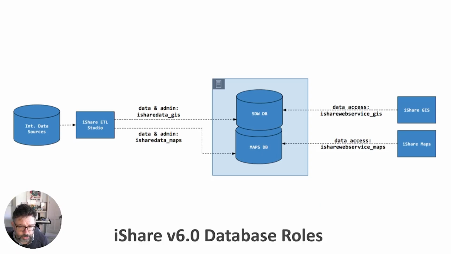They're using separate roles for communication to the database. They're using iShare web service roles. On the whole, those are read-only roles, and you'll find that the iShare web service_maps role, that won't have access to the SDW, and like for like, the GIS role won't have access to the maps database.